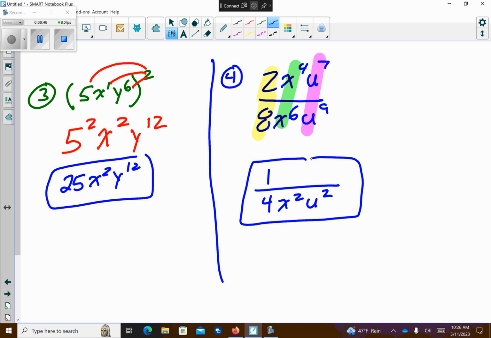I would not have known that the 1 would have been there or not. If you leave the 1 there, you're totally fine. It's not incorrect. Friends, how do you feel about the first 4 problems? Do we feel okay?